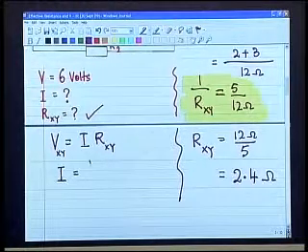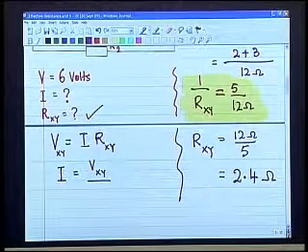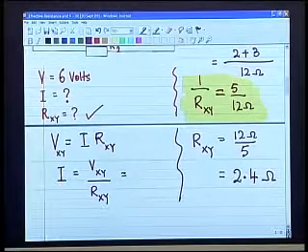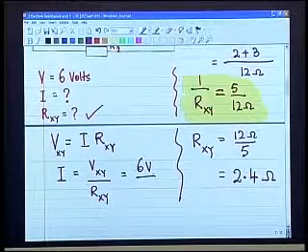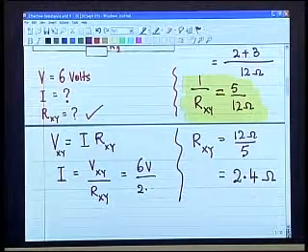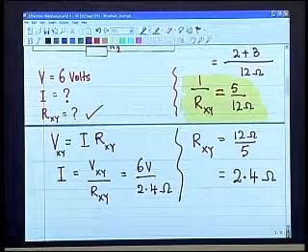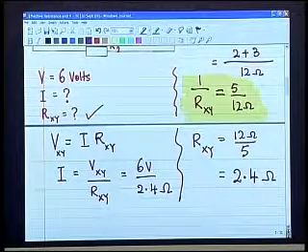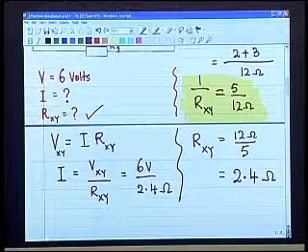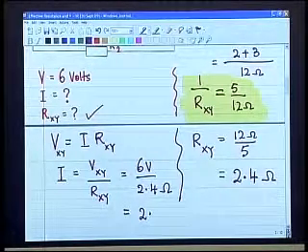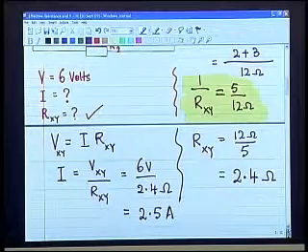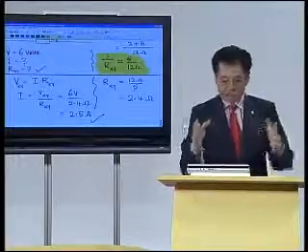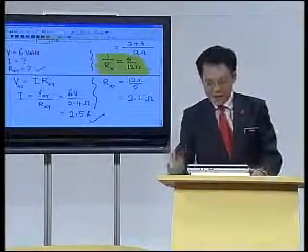So I equals VXY divided by RXY. What do I get? VXY is 6 volts. And what is RXY? 2.4 ohms. So 6 volts divided by 2.4 ohms. Now you can use your calculators and you should be able to get the final answer. The answer is 2.5 amperes. So that is the final answer. That is the ammeter reading, which gives the electric current.